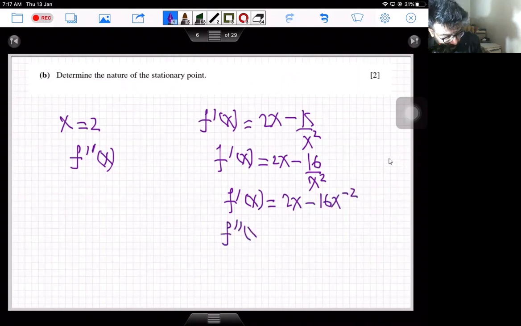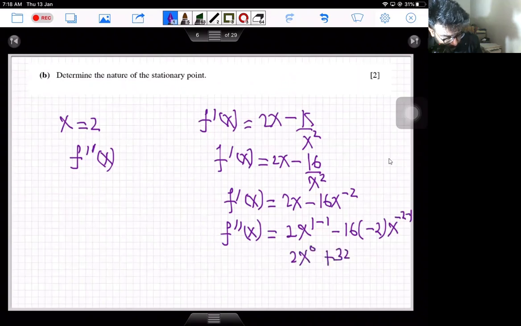So the second order derivative is supposed to be 2 multiplied by x raised to the power 1 minus 1, minus 16 times minus 2 multiplied by x raised to the power minus 2 minus 1. So 2x raised to the power 0 plus 32x raised to the power minus 3. So this is 2 plus 32 over x cubed. This is your second order derivative.